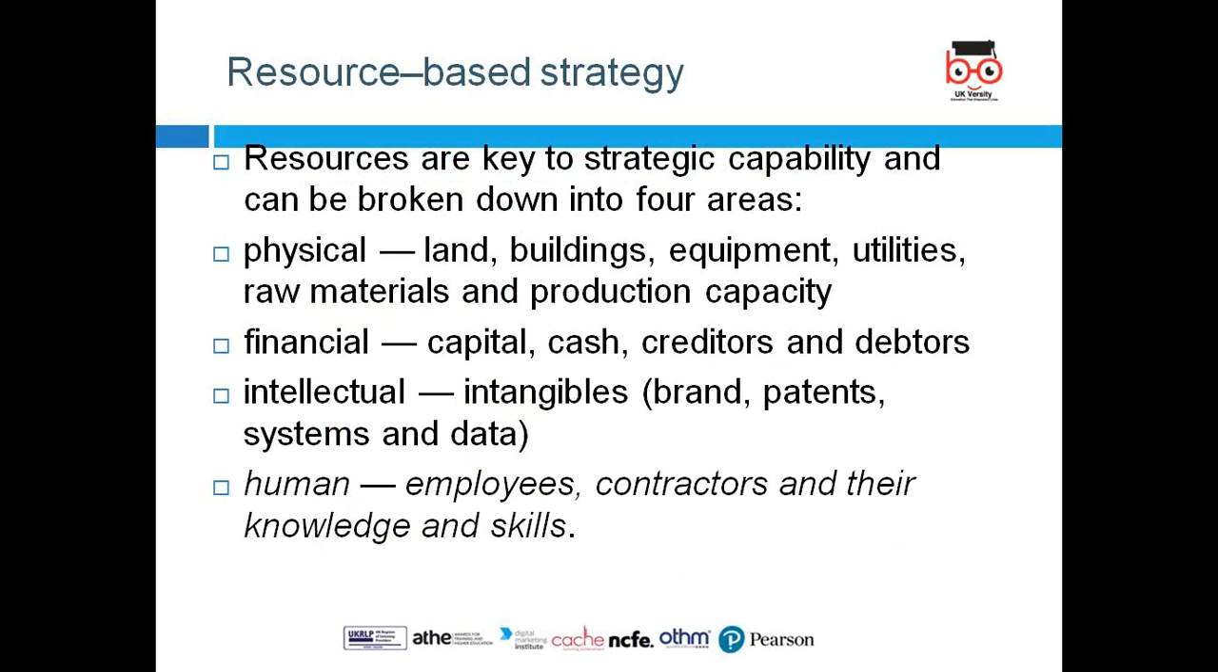Okay, next we're looking at resource-based strategies. What is meant by resource? We learned this in one of the units on other perspectives. Resources are the key to strategic capabilities and can be broken down into four areas. Physical: we need to make sure we have physical resources. Human resources are very important. So when we are planning, we need to look at the resources we have as an organization. Financial resources, and intellectual resources, which are intangible, like brand, patents, copyrights.